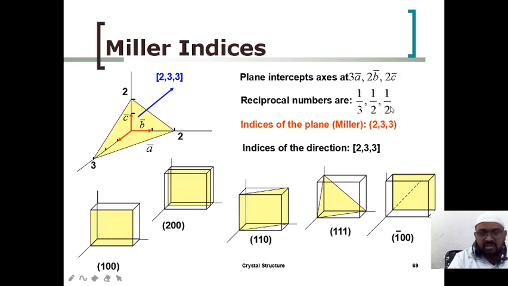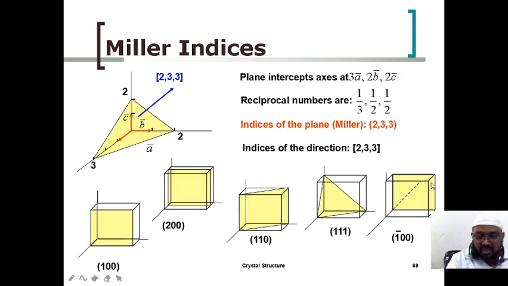Simplifying means you just take the LCM of the denominator values you are getting, and multiply it with each reciprocal term: 1 by 3 into 6, 1 by 2 into 6, 1 by 2 into 6, and you get 2, 3, 3. And this is the Miller indices of the plane, and indices of the direction. So Miller indices of the plane are 2, 3, 3.